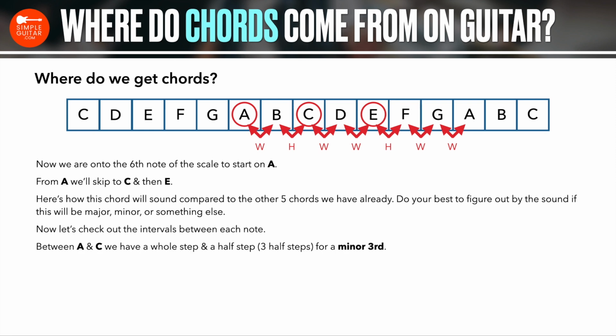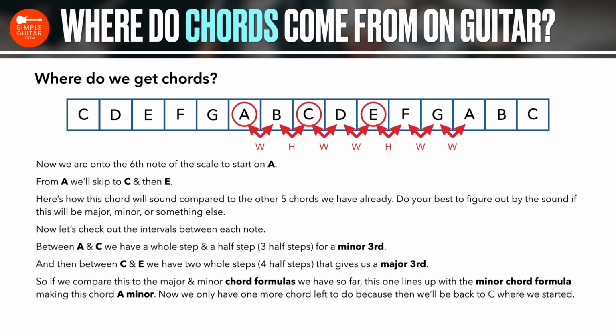Okay, now let's look at the intervals. Between A and C, we have a whole step and a half step, or 3 half steps, for a minor third. Then between C and E, we have 2 whole steps, or 4 half steps, and that gives us a major third. So if we compare this to the major and minor chord formulas we have so far, this one lines up with the minor chord formula, making this chord A minor.